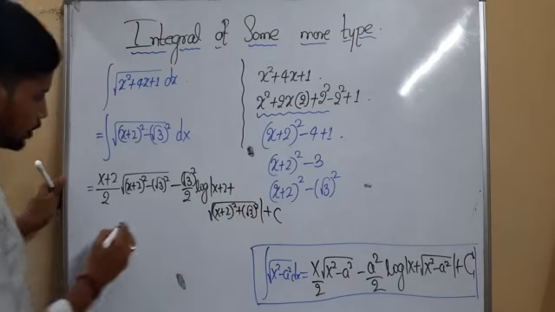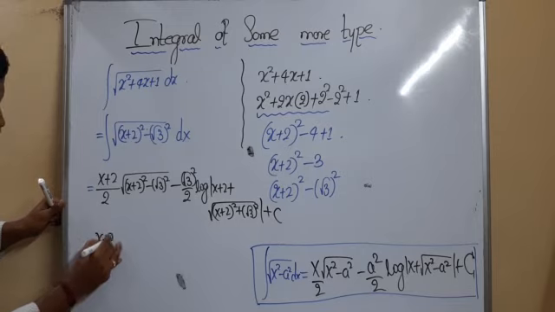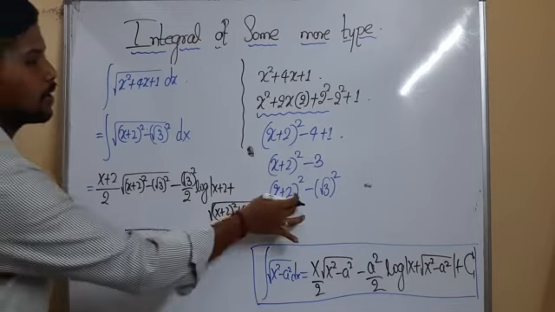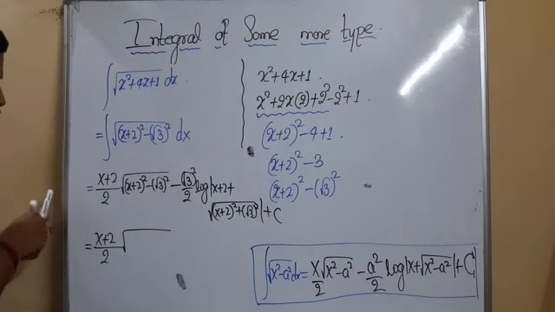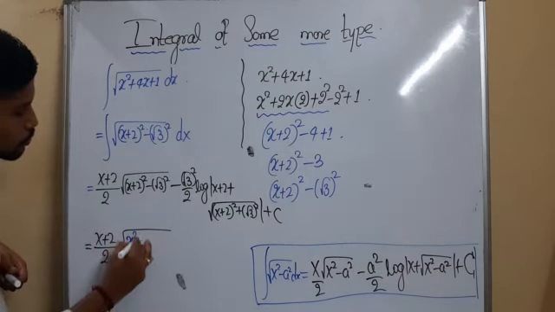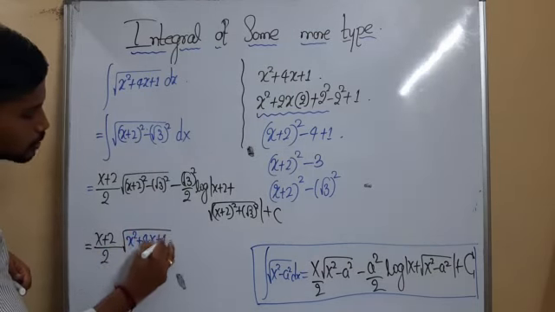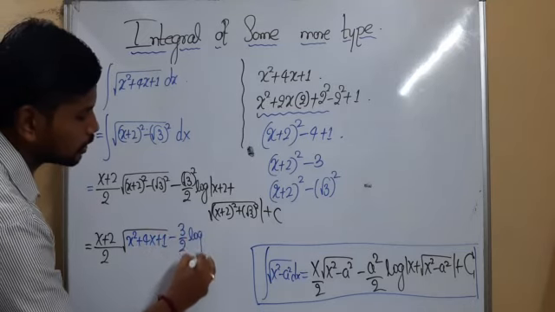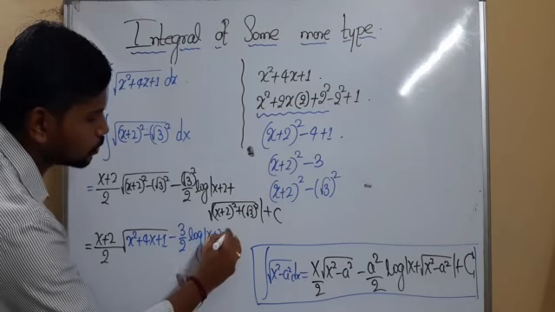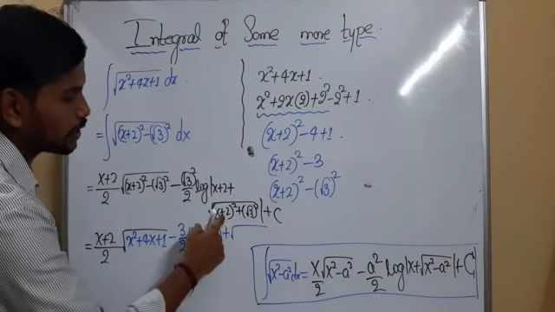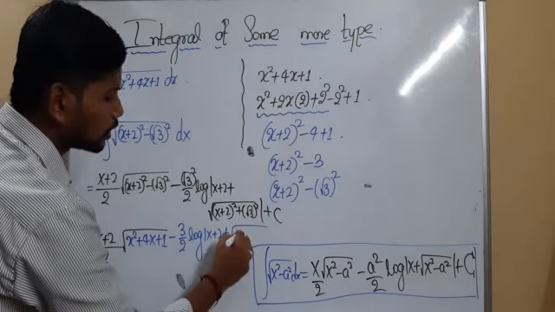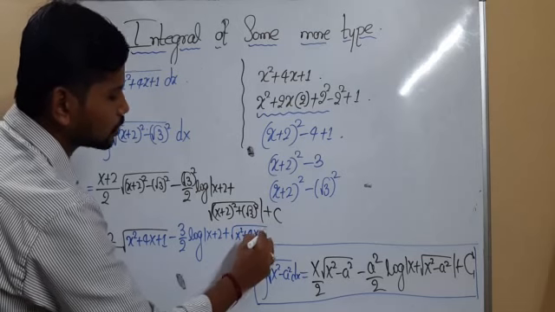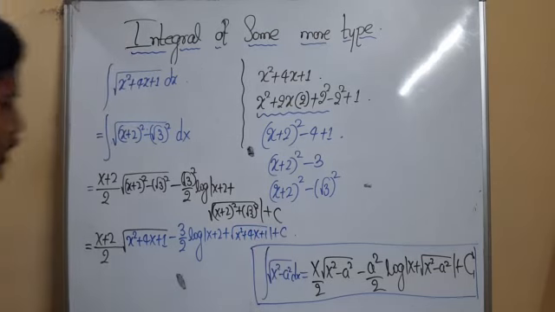It will be continued here. Now I'd like to write the last step. (x plus 2) divided by 2 times the square root of, what is the simplified part? That is x square plus 4x plus 1. Okay, the square cancels. It will be 3 by 2 log modulus of x plus 2 plus the square root of, what is the simplified form? x square plus 4x plus 1, plus c. Got it?